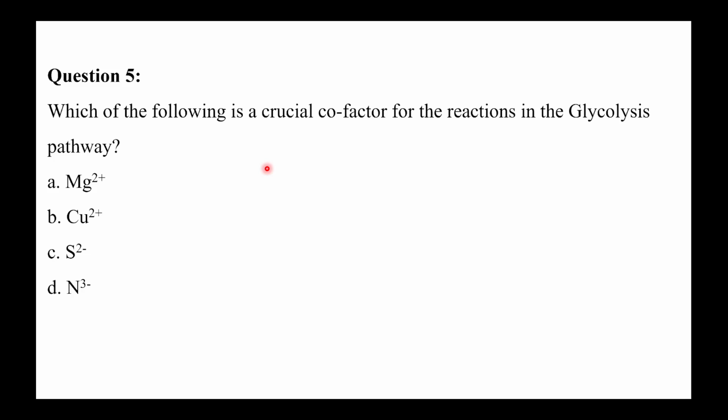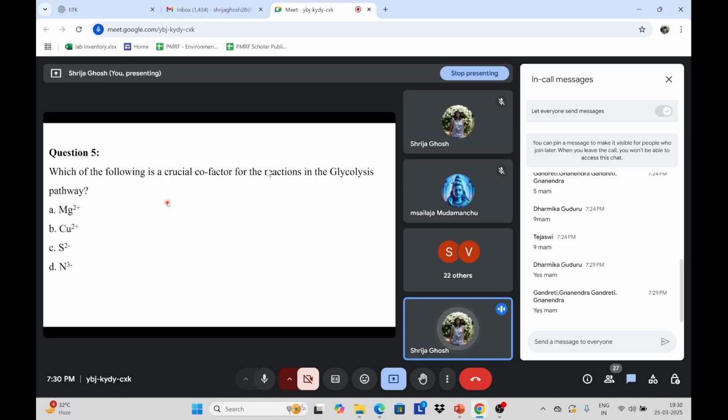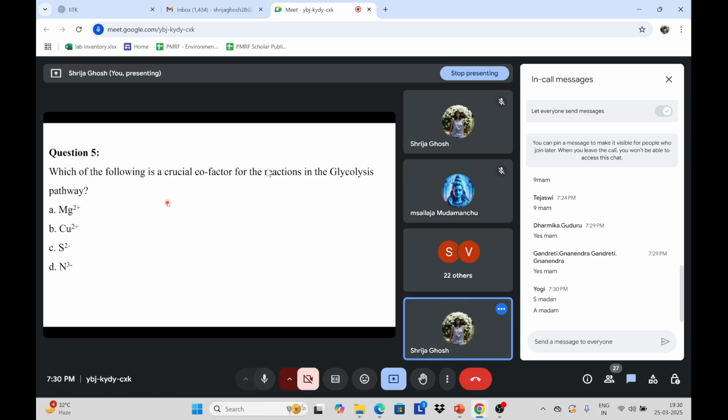So out of these four cofactors, which of the following is crucial for the reactions in the glycolysis pathway? Which cofactor do you think is crucial? You saw the reactions now. What do you think is crucial for the reaction? I'll give you a hint. The cofactor is actually an important part of the enzymes that are functioning in the pathway.